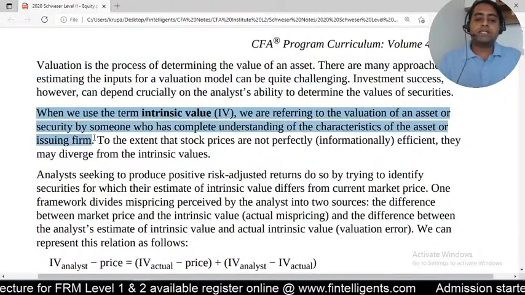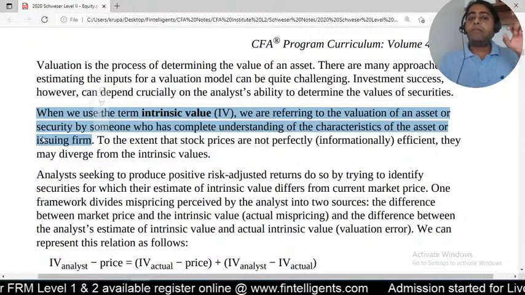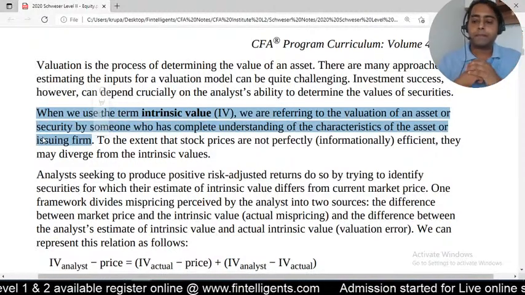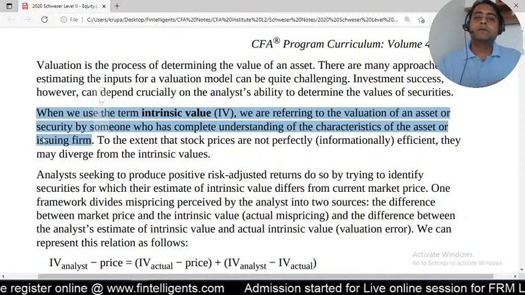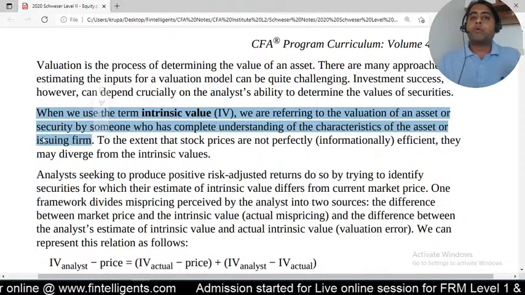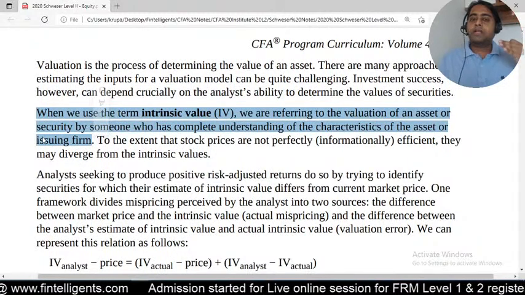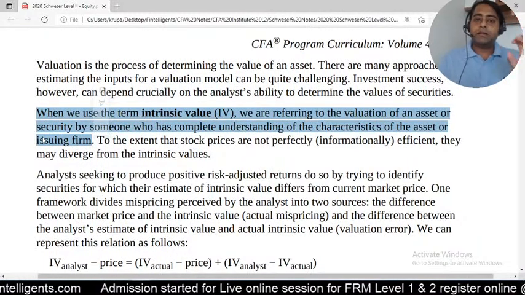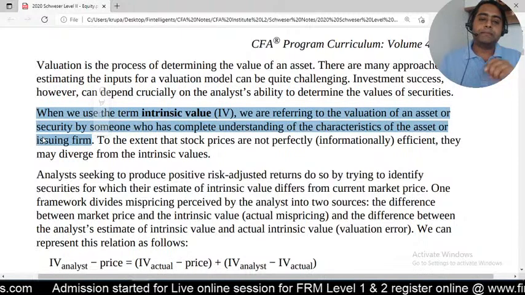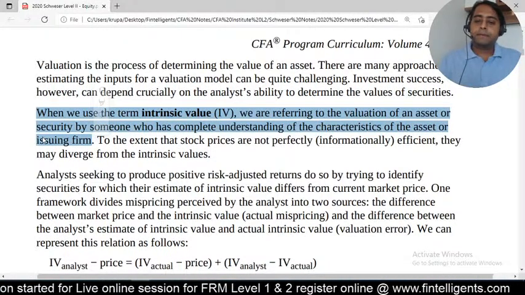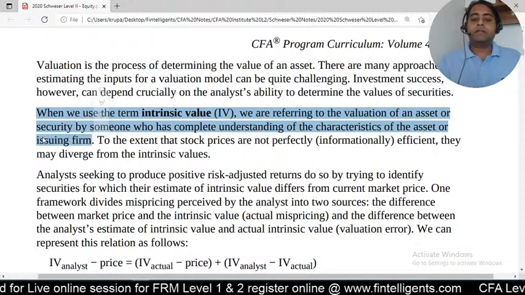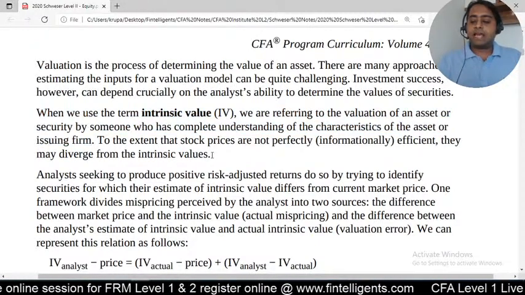Read the first 3 lines and mark these first 3 lines with a star. I'll keep telling you which components are important as you go through the content and read, and I'll be highlighting those. Read those first 3 lines. The basic definition of intrinsic value has to be clear. Then, what about the last 2 lines?